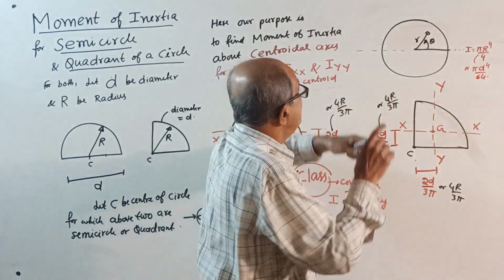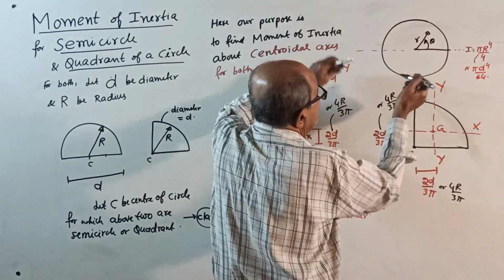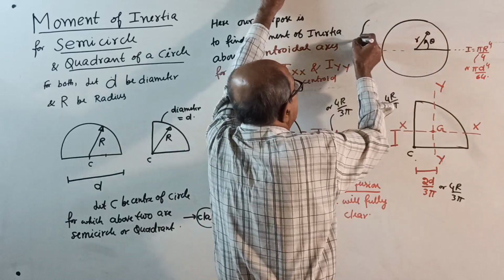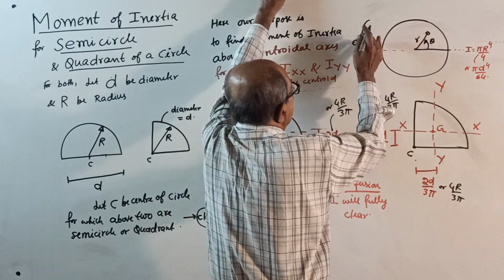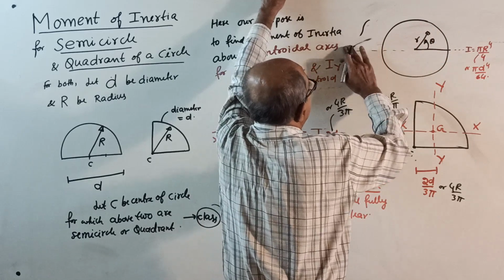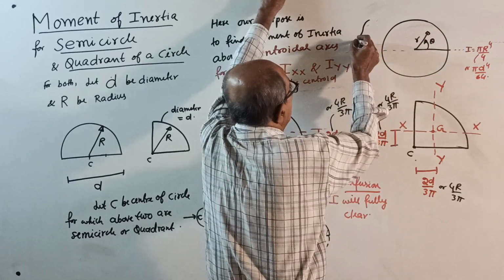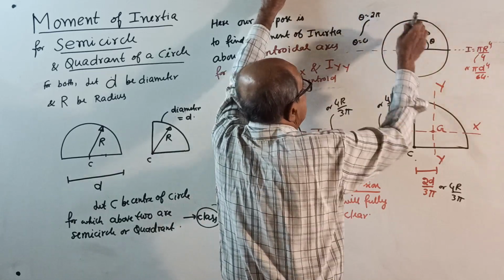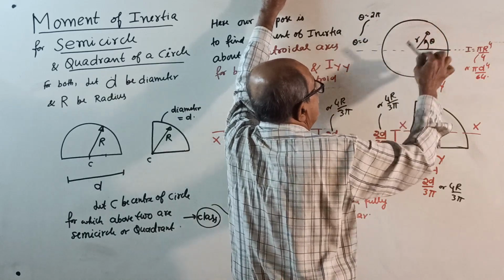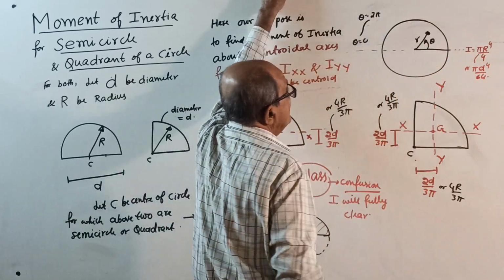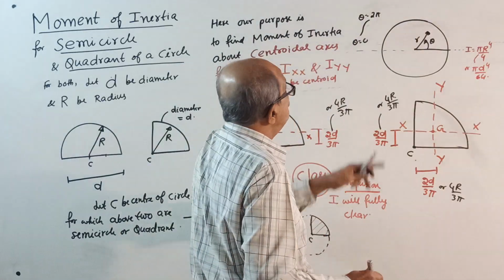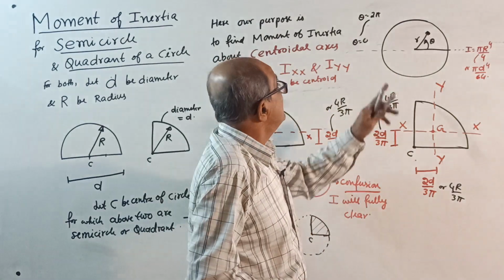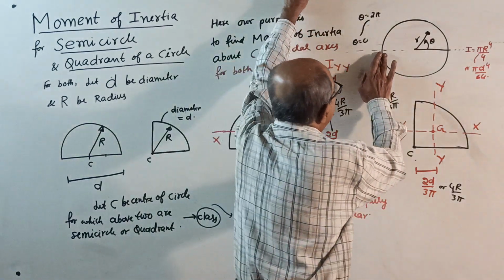If you remember, the integration limit was theta equal to 0 to theta equal to 2 pi radians, the full circle. This is the elemental arc. Then you make a note, put this sketch. It's very, very important.